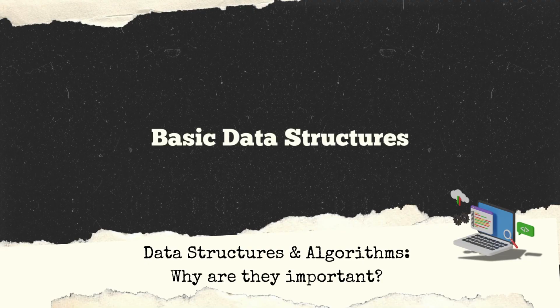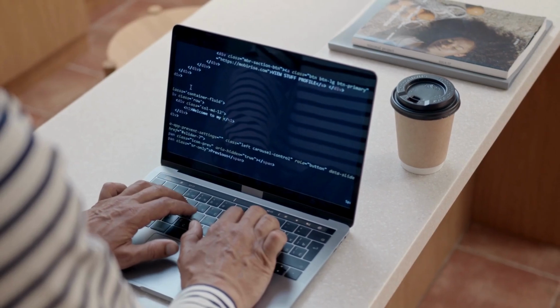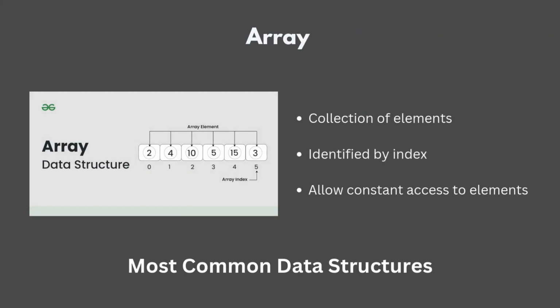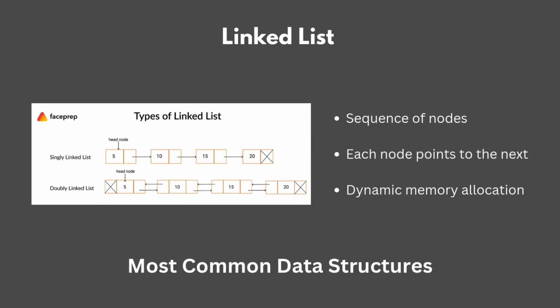Basic data structures. Here are some of the most commonly used data structures. Array, a collection of elements identified by index or key. Arrays are fixed in size and allow constant access to elements. Linked lists, a sequence of nodes where each node points to the next. Linked lists allow for dynamic memory allocation and efficient insertions and deletions.